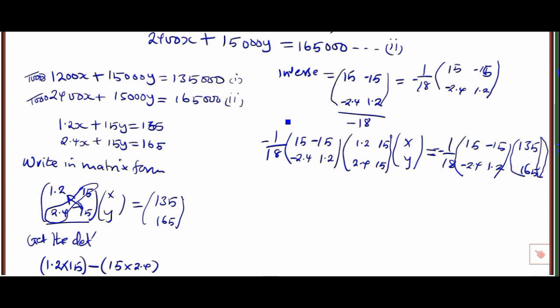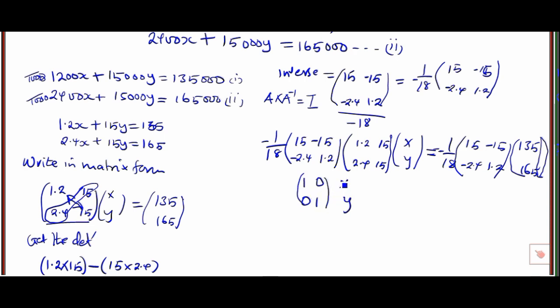Now on your left hand side, it's just the same as multiplying a number by its inverse, you get 1. If a matrix A is multiplied by its inverse, we get what is called a unit matrix. A unit matrix for a 2 by 2 matrix is usually of this form.